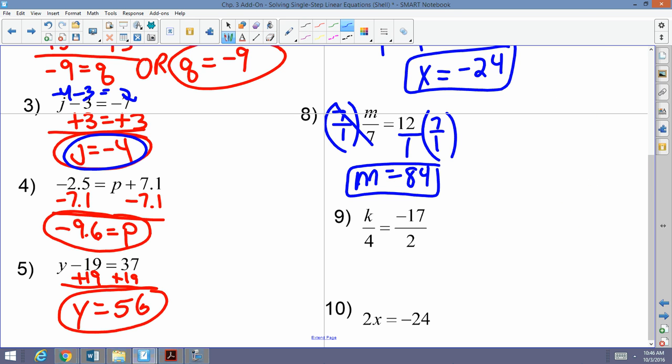Here, next, I got k over 4. I want to get rid of the 4, right? So how do I get rid of that 4? Yeah, you're going to multiply 4 over 1 to both sides.